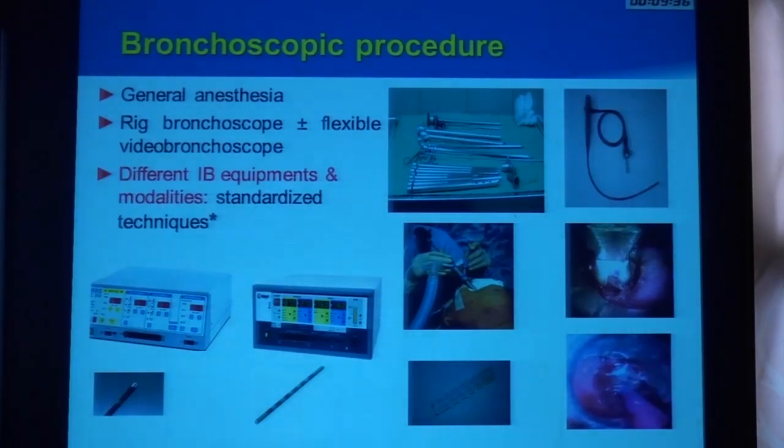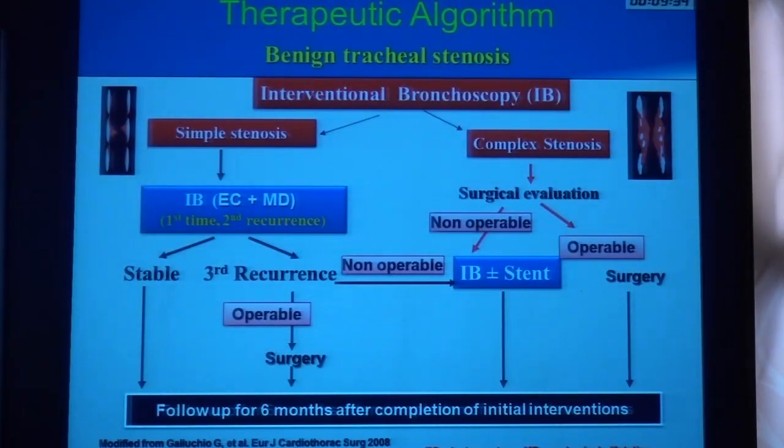This is our equipment. As Semra said, in benign tracheal stenosis, if we have simple stenosis, we do interventional bronchology first time, second time. If the condition is stable, we follow up for 6 months. If there is a third recurrence, we prefer to do surgery if it is operable. If it is not operable, interventional bronchoscopy with or without stent placement. In cases of complex stenosis, surgical evaluation: operable go to surgery and follow up. Non-operable do interventional bronchoscopy with or without stent application.